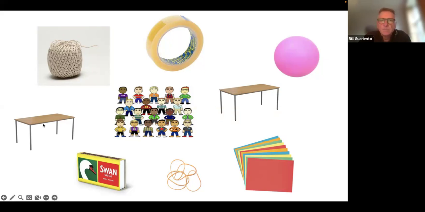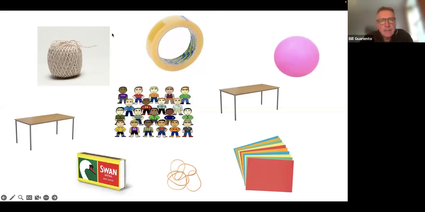And then we have a table. So let's look again. We have string, top left, tape at the top, a ping pong ball, a table, some paper, some elastic bands, some matches, and another table. Okay. And in the middle, we have some engineers. They want to learn English. They're from Egypt and France and Brazil and China. And they want to learn English to be better engineers.